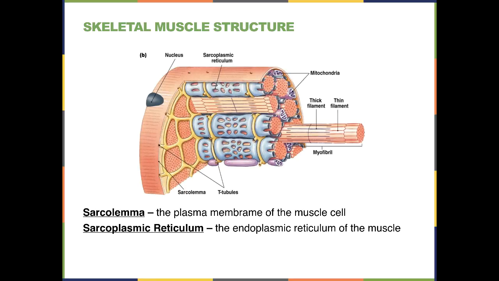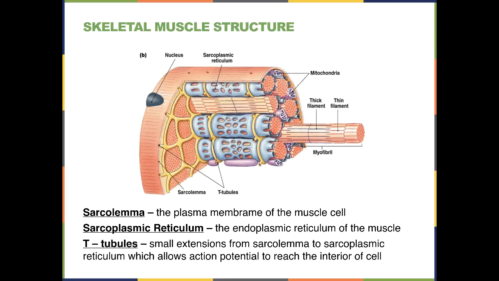The sarcoplasmic reticulum is that part shown in blue here that is the endoplasmic reticulum of the muscle cell, and its important characteristic is the fact that it has a lot of calcium within it. You also see that there are a lot of mitochondria within a muscle cell because there's a lot of necessary energy involved in muscle contraction.